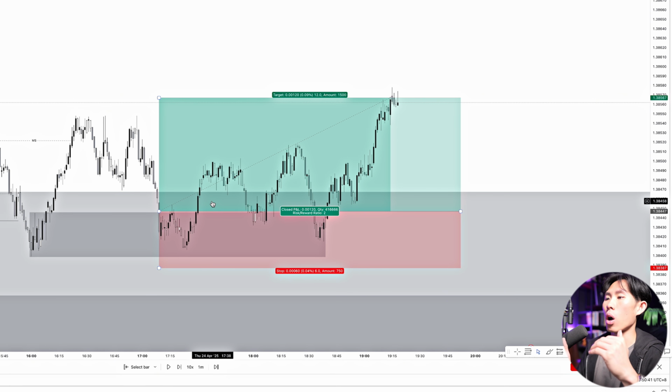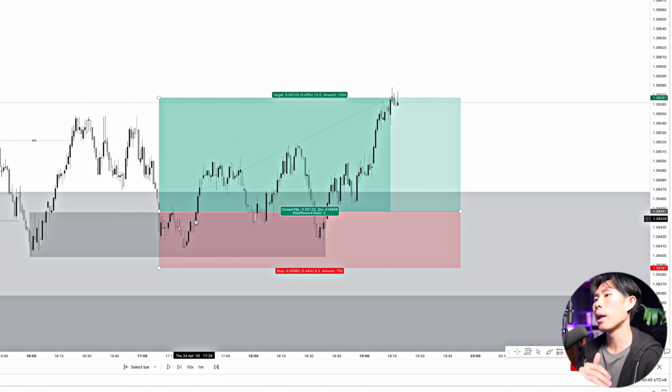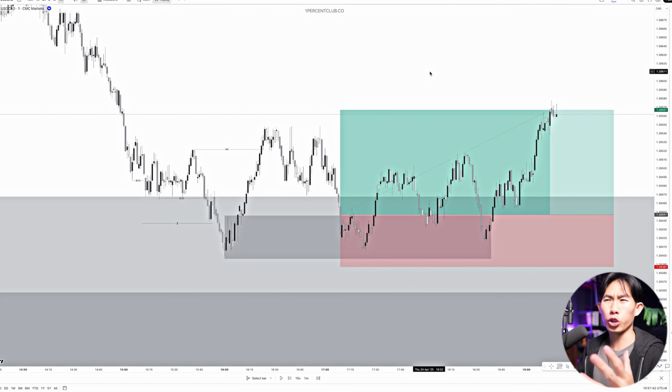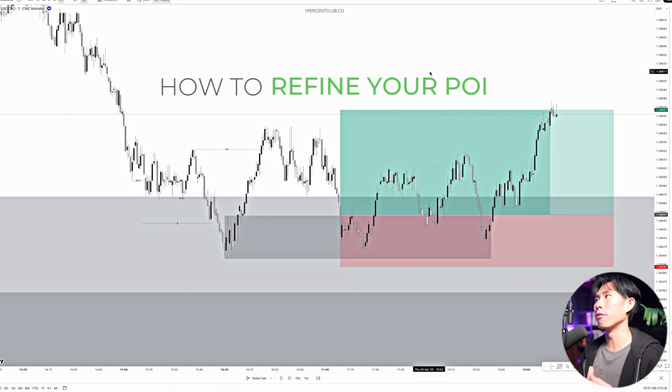All you are doing is waiting for price to pull back to your point of interest on the lower time frame, and then once that actually happens, you enter. Okay, so in this example right here, this trade actually took quite long to play out. So this was more of an intraday trade rather than a scalp. Now, this is where it's so important for you to understand how to refine your point of interest.